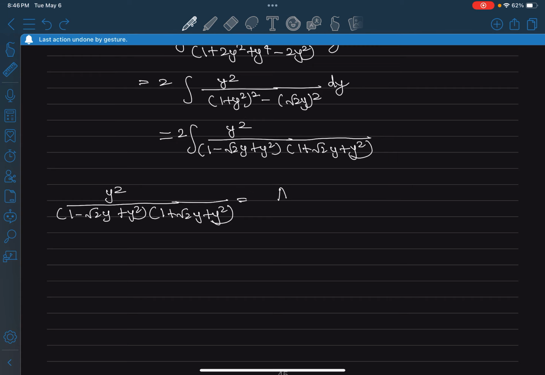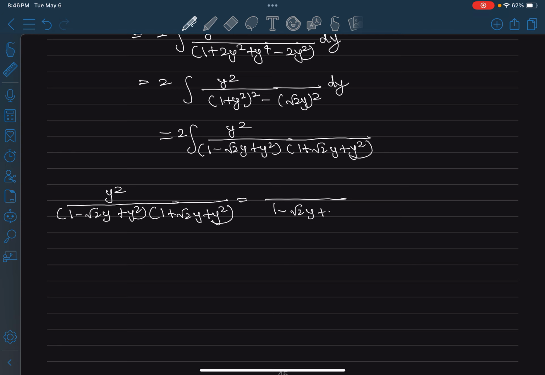Some ax plus b divided by 1 minus root 2y plus y squared, and some cy plus d divided by 1 plus root 2y plus y squared. Okay, notice one thing. So let's say if here it's 1 and here it's negative 1, what's going to happen? These two will multiply to give 1 plus y to the power 4, right?